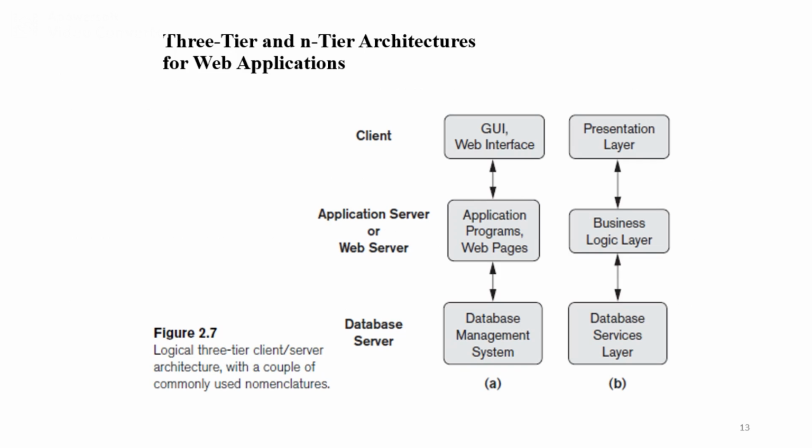The next DBMS architecture is three-tier architecture and also n-tier architecture. For web application purposes, we are using these kinds of architectures. In the three-tier architecture, an intermediate layer is included between the client as well as the server. This intermediate layer is also referred to as the application server, or we can also call it the web server. The intermediate layer is used for the logical execution of business rules.